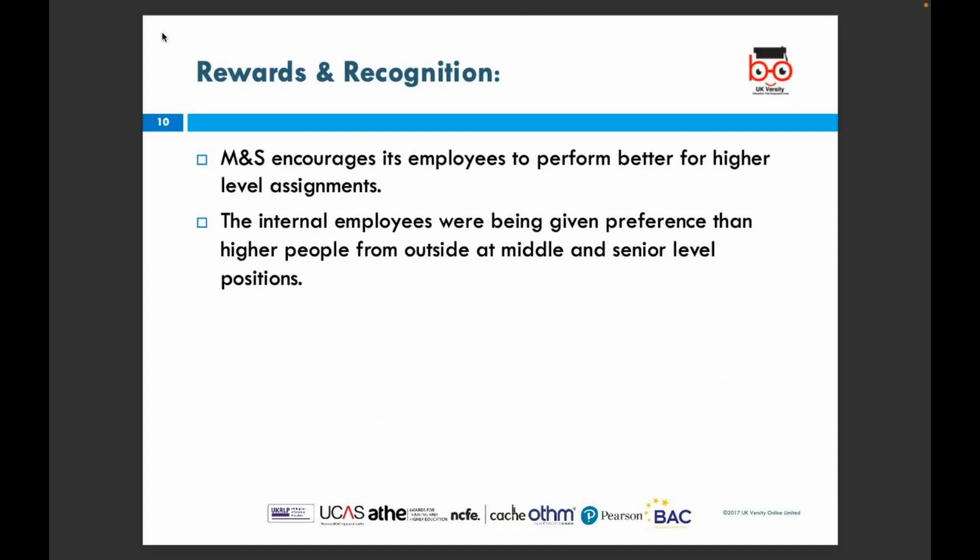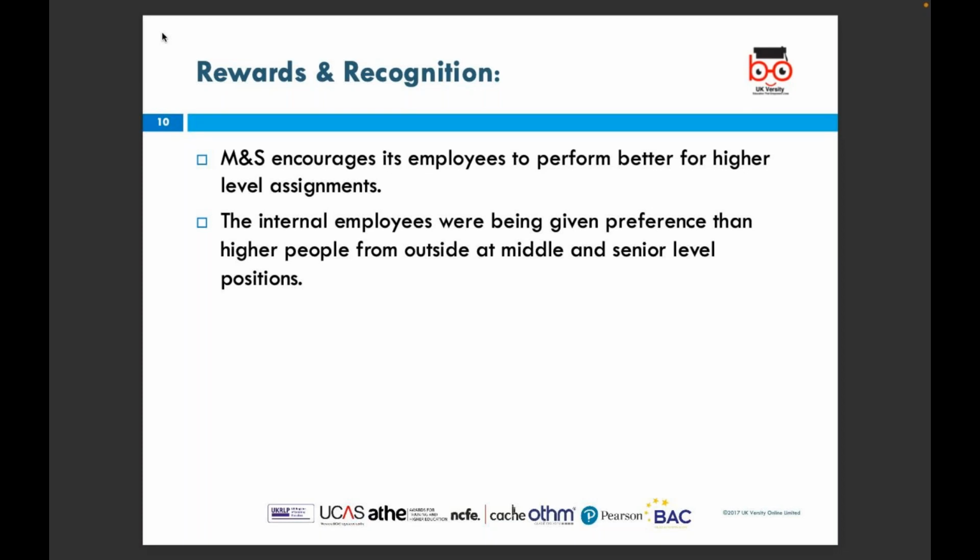Here he's talking about M&S. Marks and Spencer encourages its employees to perform better for higher level assignments. The internal employees were being given preference over higher people from outside at middle and senior level positions. So basically Marks and Spencer, everybody knows.